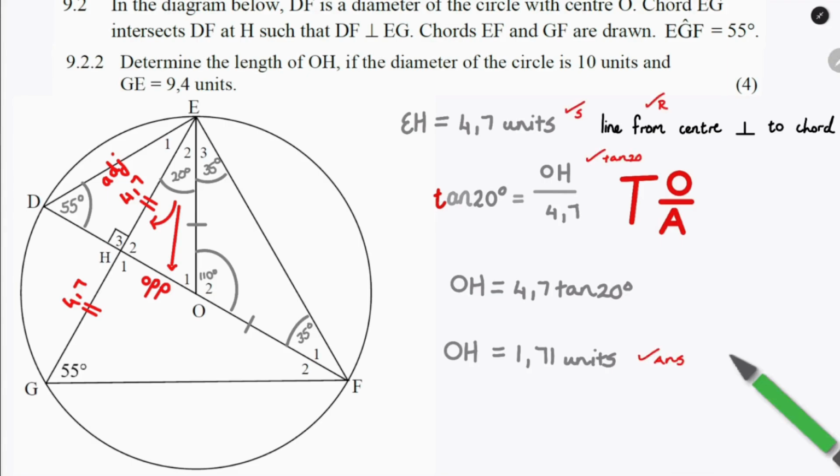And your 4 marks here will be earned from the statement and reason over there, getting the correct ratio for tan of 20, as well as your final answer of 1.71 units.